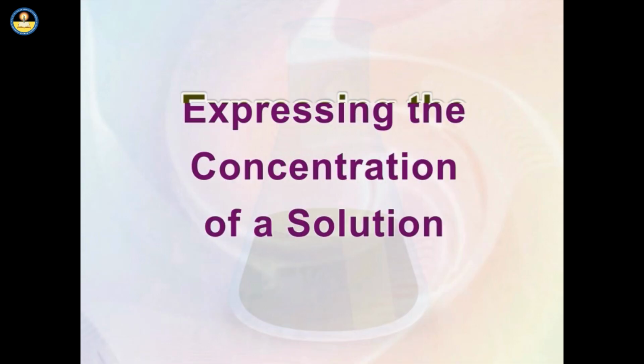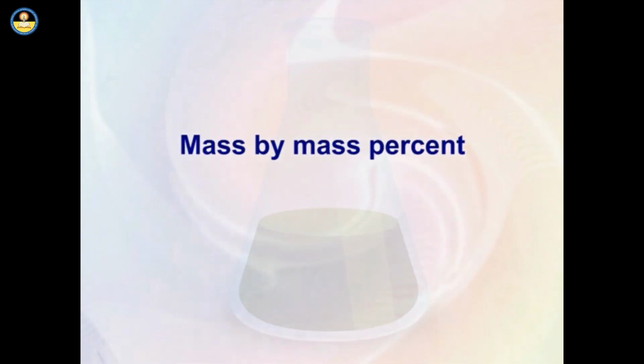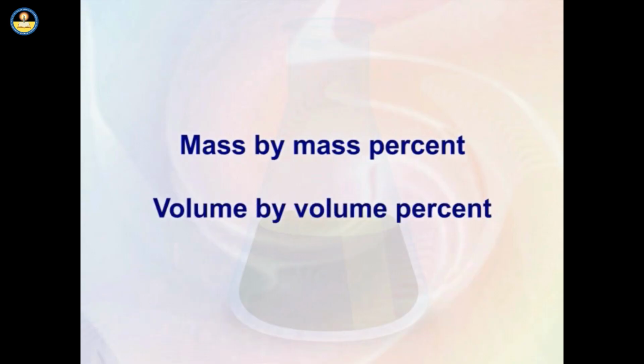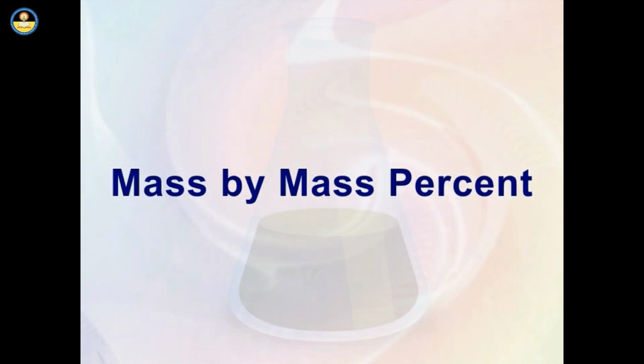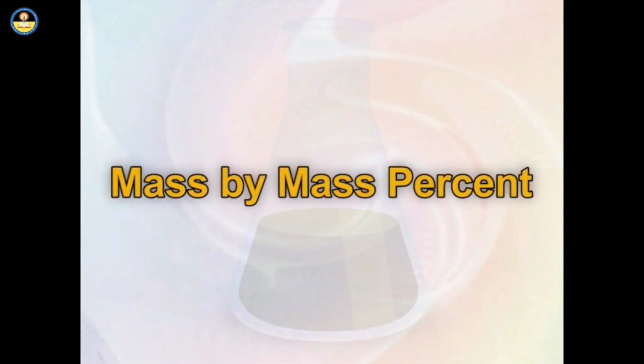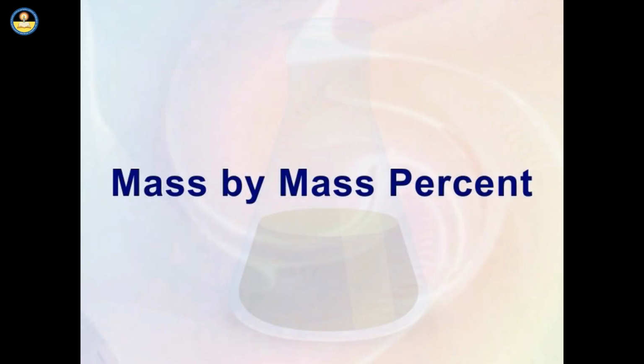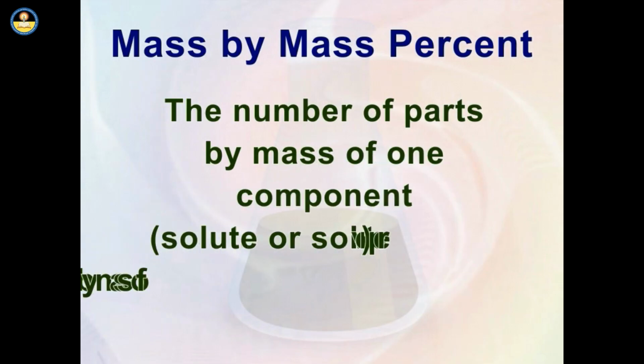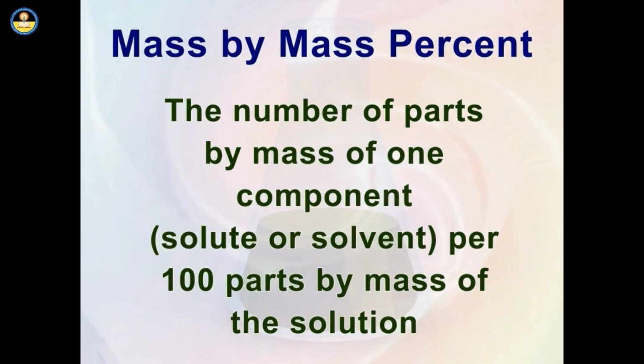Let us now learn how to express the concentration of a solution. It is normally expressed as mass by mass percent or as volume by volume percent. Let us first learn about expressing concentration in terms of mass by mass percent. Mass by mass percent of a solution may be defined as the number of parts by mass of one component per 100 parts by mass of the solution.